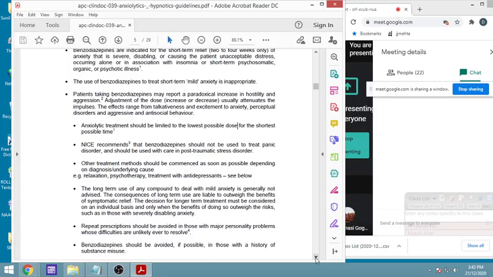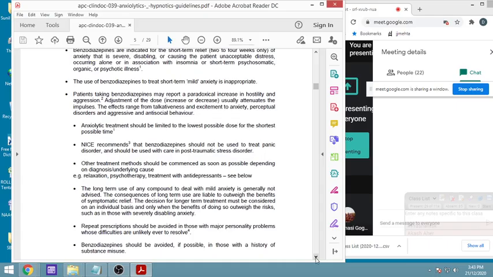Long-term use of any compound to deal with mild anxiety is not advised. As I told you, the consequences bring comparatively more losses and the benefits are comparatively less. The decision for longer-term treatment must be considered on an individual basis, and only when the benefits of long-term treatment are greater than the risks.